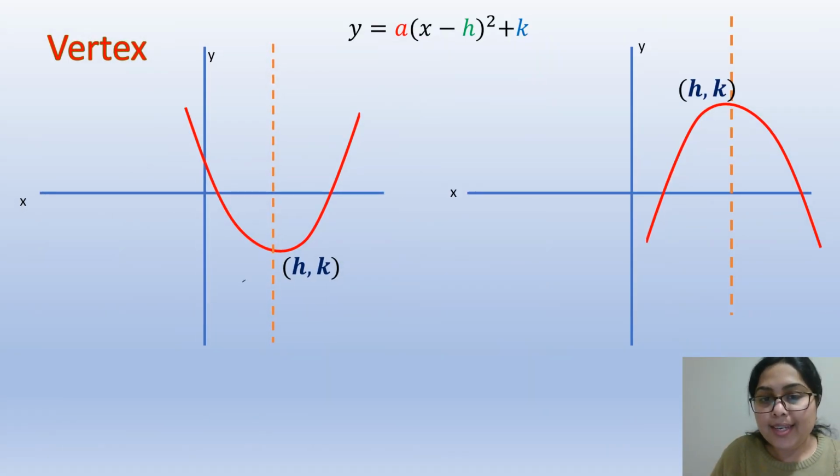The vertex is the minimum point in this case, and it's the maximum point in this case, of the curve. If you know the values of h and k in the standard form, then the vertex will be given by the point (h, k).